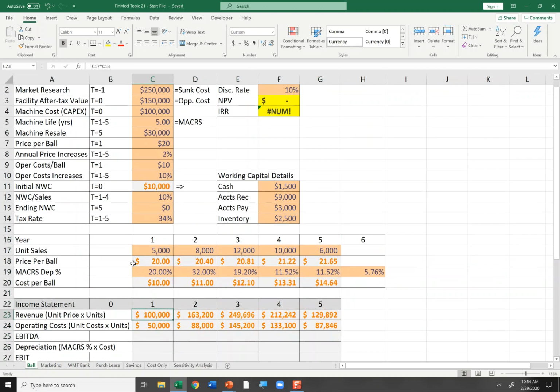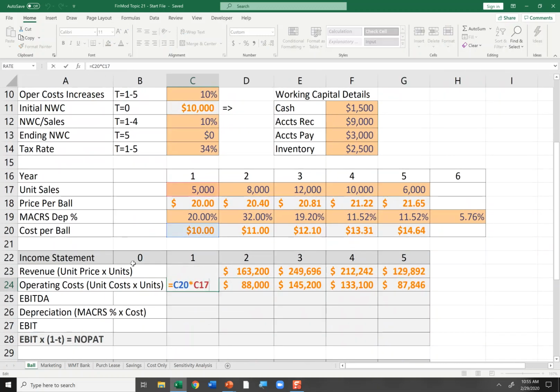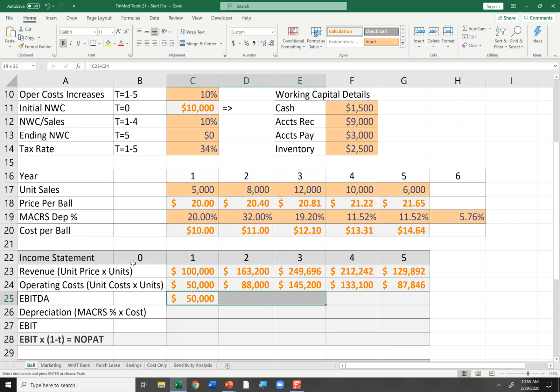So here are my revenues. I'm going to sell 5,000 balls at $20 a ball, and so on. So these are my operational revenues. I have my operating costs. I'm going to sell 5,000 balls at $10 a ball. Those costs are going to go up. So I can just go ahead and calculate my EBITDA, take my revenue minus my Opex there, and I got my EBITDA.